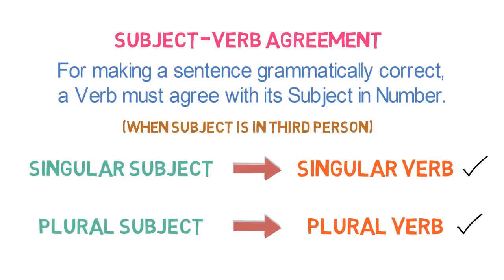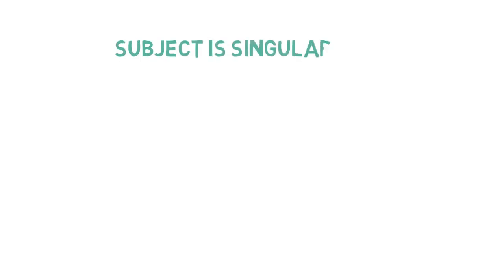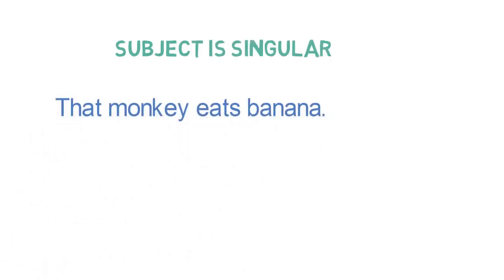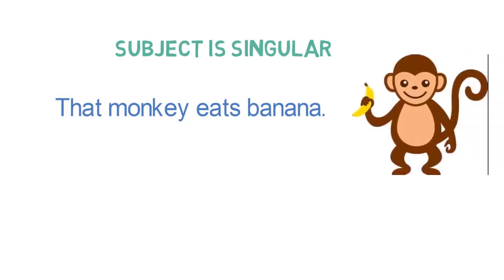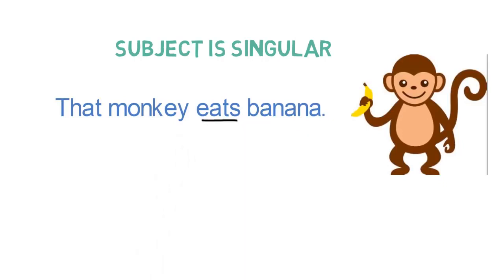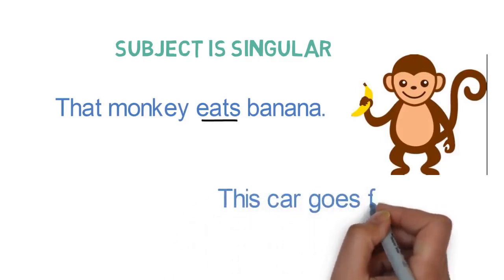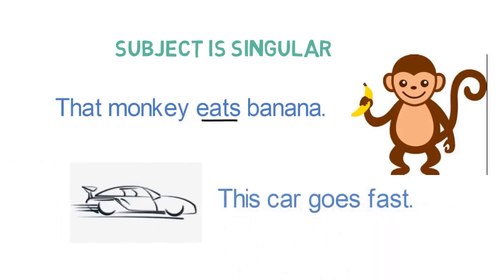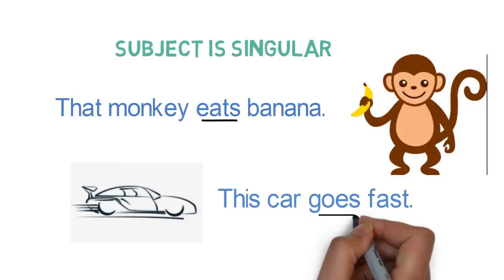Now, let's look into examples to make things clear. Let's look into an example where subject is singular. That monkey eats banana. Here, the subject is monkey, which is singular. So, the verb will also be singular. In this case, it is eats. Let's look into one more example. This car goes fast. Here, the subject is car, which is singular. The verb will also be singular. In this case, it is goes.